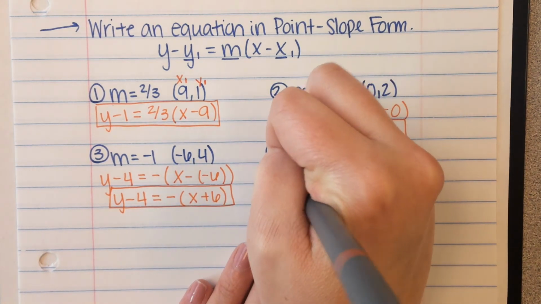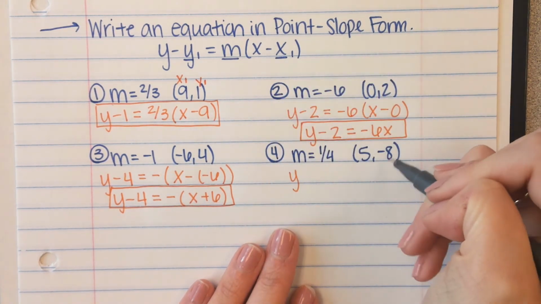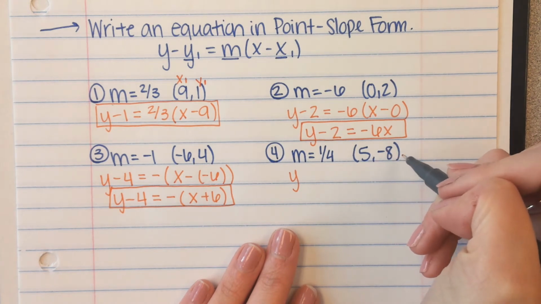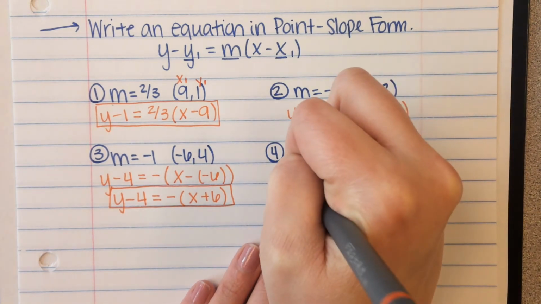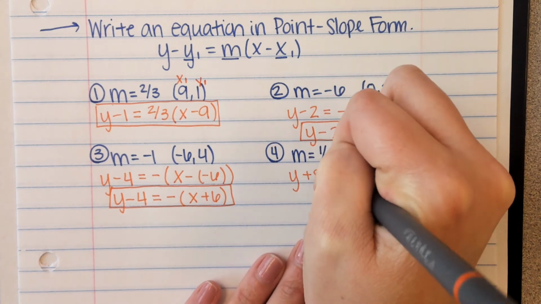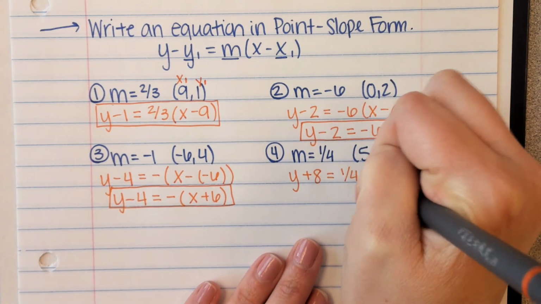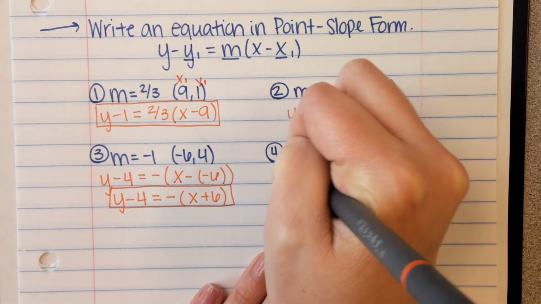Right, and our last one, we have y minus a negative 8. So what's the opposite of negative 8? Positive 8. Our m is 1/4, and then in parentheses we have x minus 5.